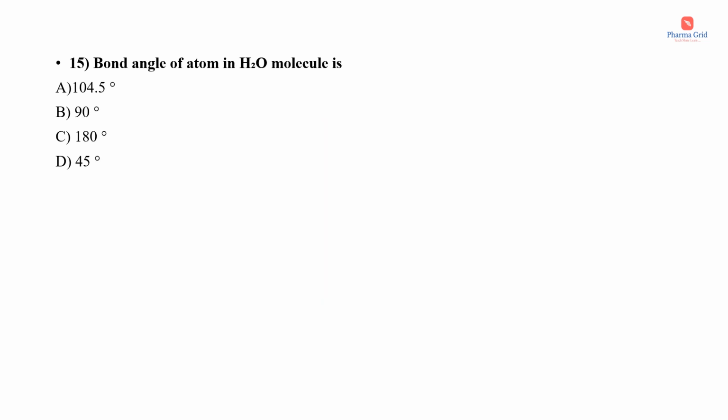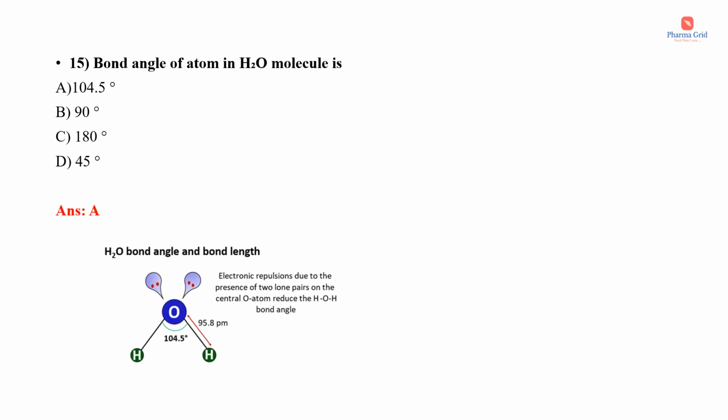Next question. Bond angle of atom in water molecule is. The options are 104.5 degree, 90 degree, 180 degree, 45 degree. Here the correct answer is option A, that is 104.5 degree. So here you can see the structure of water molecule.